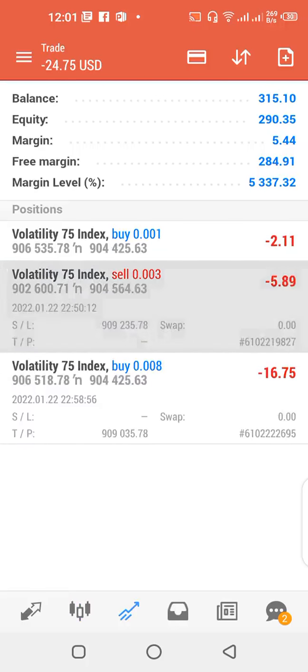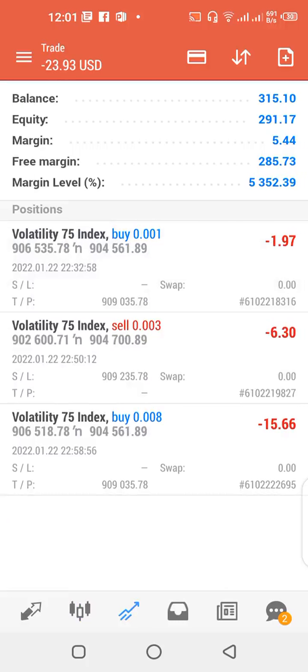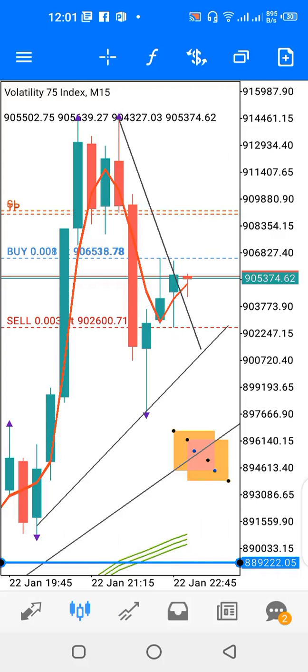If you look at the trade to see what's actually happening, for this original buy trade, we have the TP as 909,035.78. For the second trade, which is our first hedge trade, we have the stop loss 909,235.78, which is 200 points above the TP of the original trade. Then for this buy trade, we have the TP 909,035.78. So we expect price to continue to go up right now.